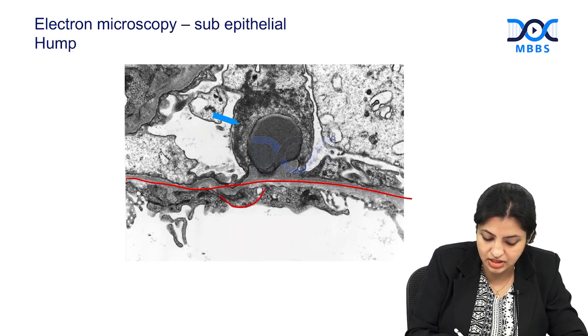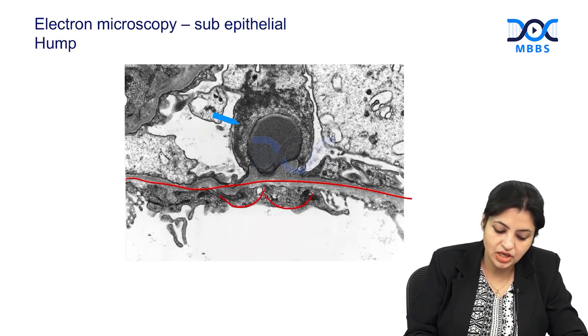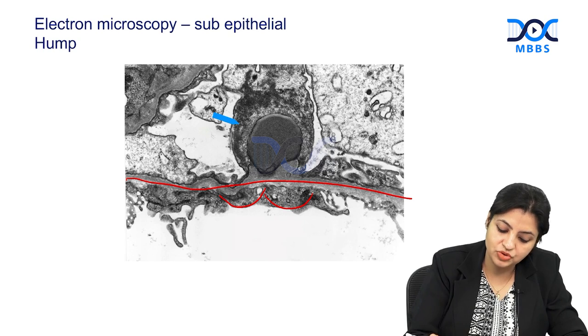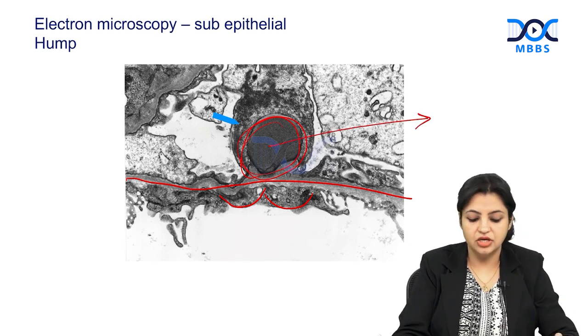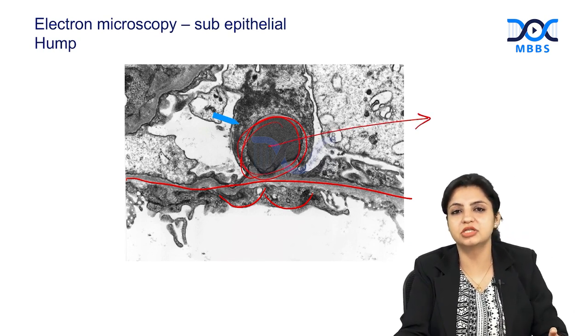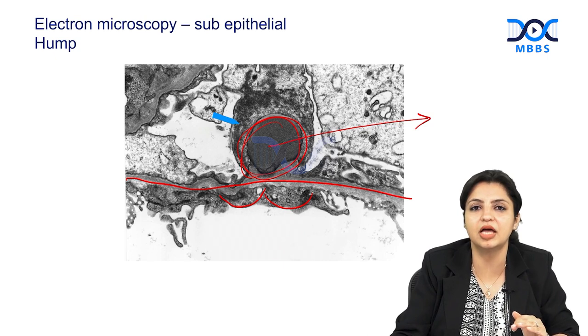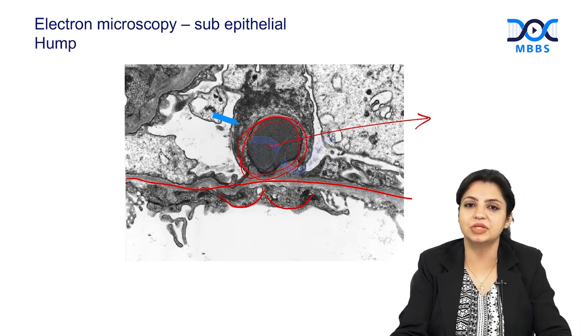Inside there are the endothelial cells. Outside again there are podocytes, which are pushed to the periphery because there is a big hump deposited here. This big hump, deposited between the basement membrane and the podocyte, is a subepithelial hump.